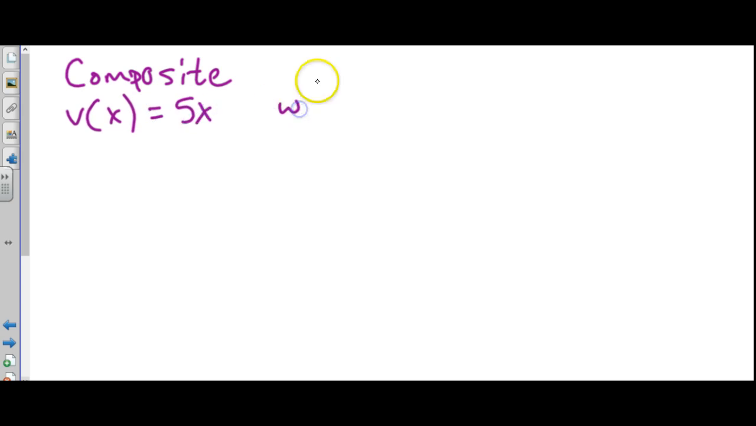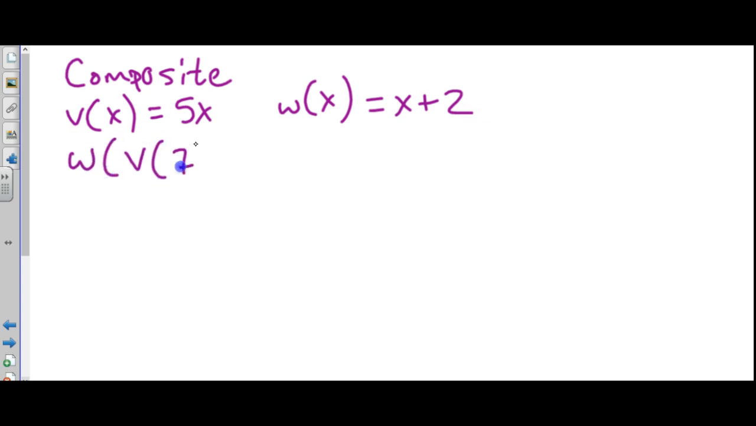So the last thing they talk about in this section is composite functions. So if you have two functions that you're looking at, and they want you to find w of v of 7, that tells us to do these things in a certain order. We work our way inside out. So this is saying take 7, plug it into v.